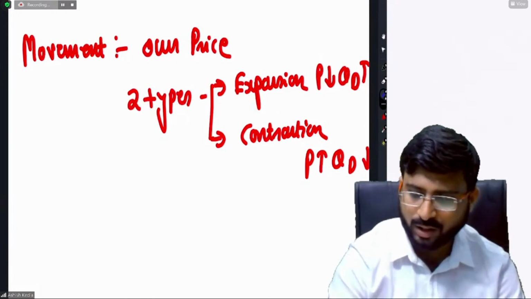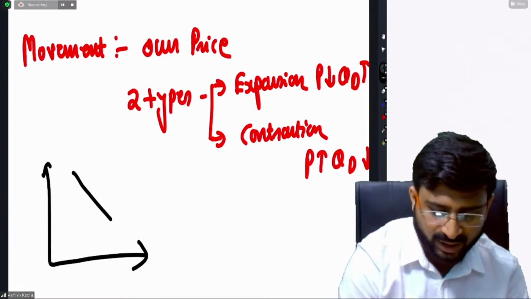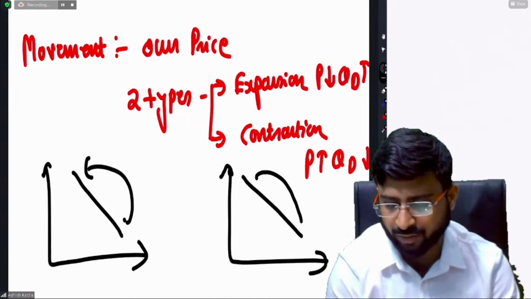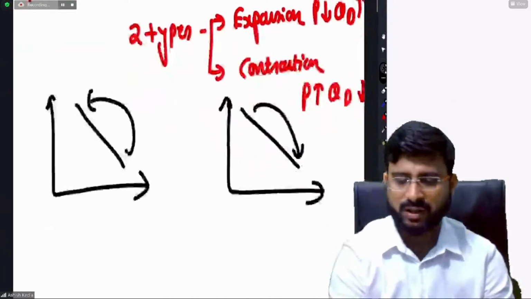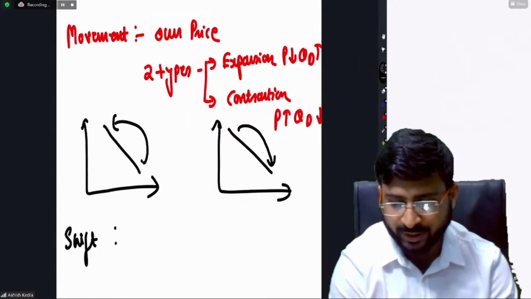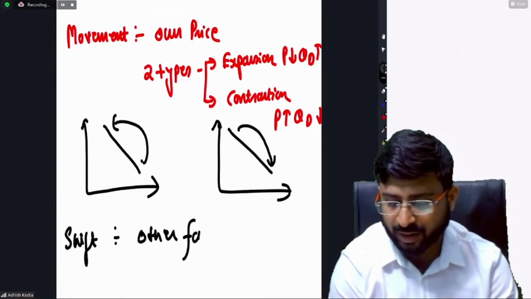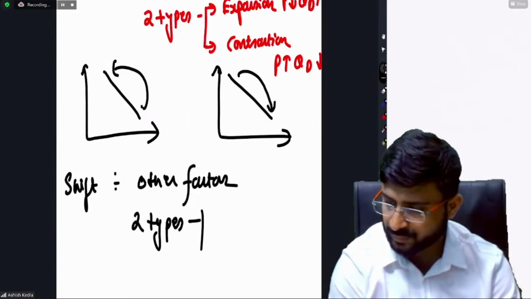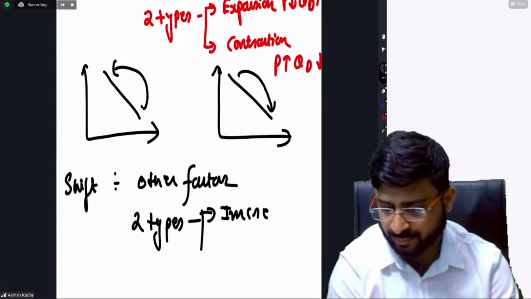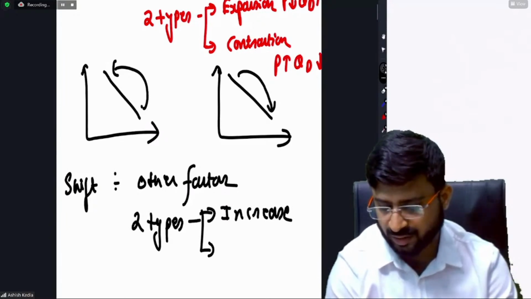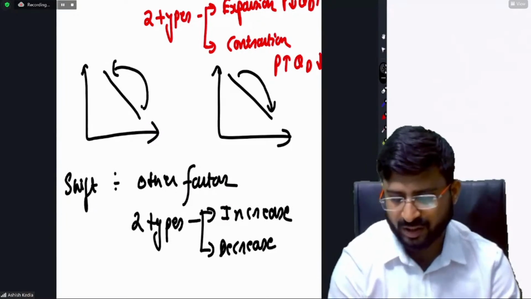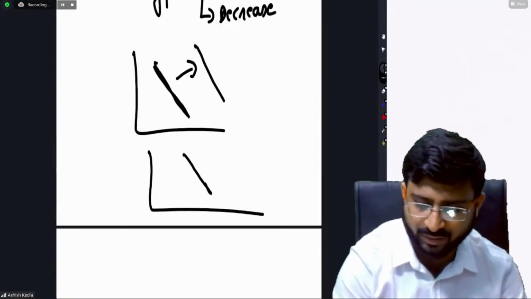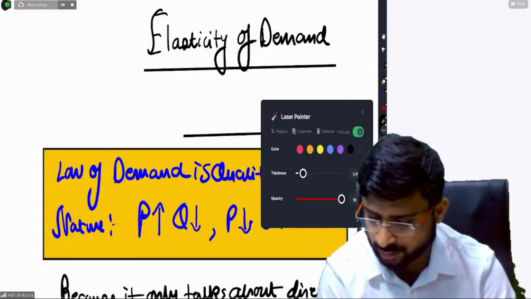When we talk about expansion, if this is the demand curve, along the same demand curve, we move upwards. But in contraction, along the same demand curve, we move downwards. Okay? But if we talk about shift, shift takes place because of other factors, own price remaining constant. Shift is again of two types. Increase, decrease. In case of increase in demand, if this is the demand curve, you will move right. And in case of decrease, if this is, you confirm that this much is clear so far.